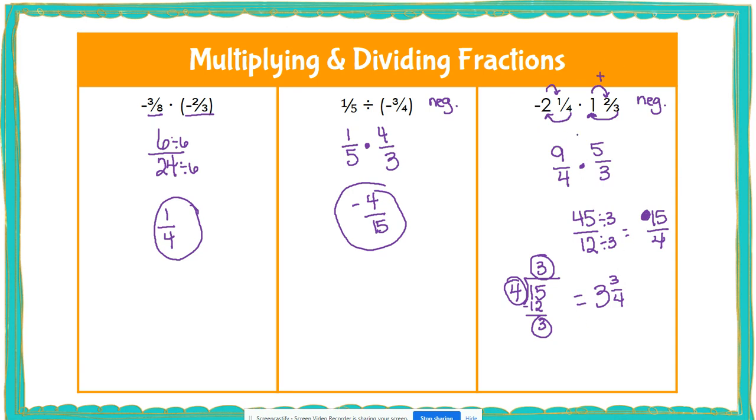But if we go back to my original problem, I know that when I'm multiplying a negative by a positive, those are different signs, and so my answer needs to be negative. So my answer here should be negative 3 3/4 or negative 15/4. Both are acceptable answers.